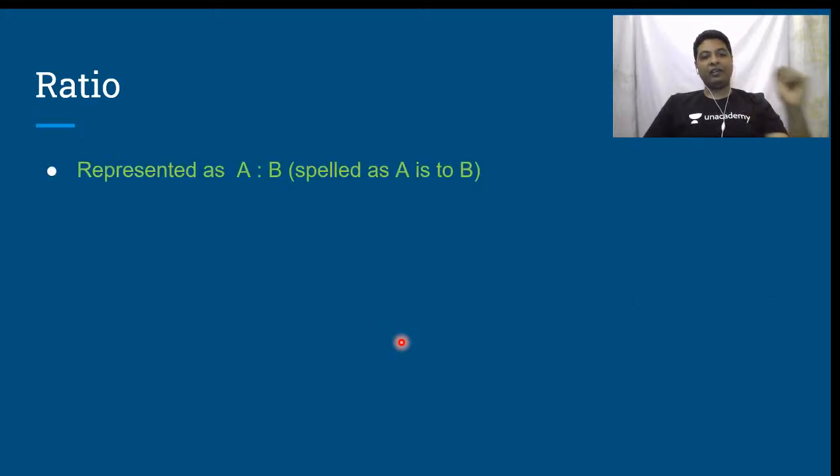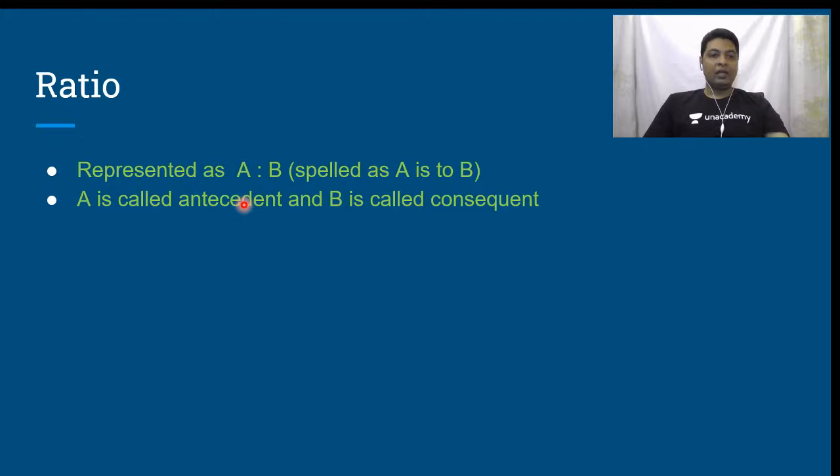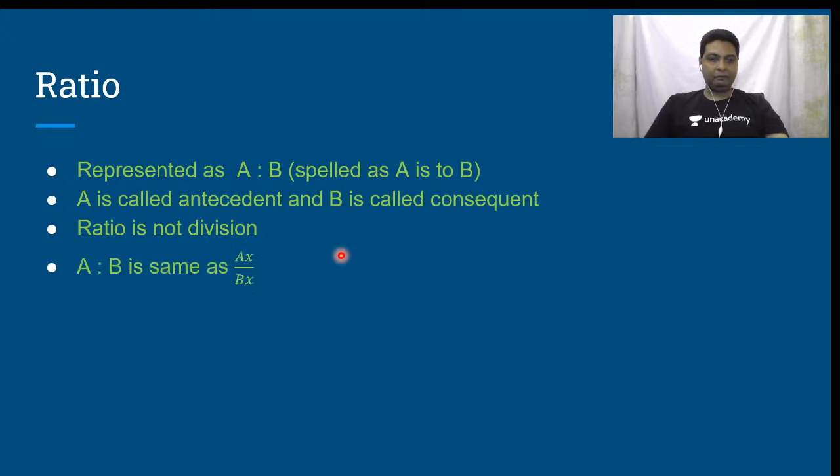Ratio is comparison of similar entities. It is represented as A is to B, spelled out as A is to B. It is represented in this fashion. A is called the antecedent and B is called the consequent. Please understand that ratio is not division. A is to B is not the same as A by B. It is actually AX by BX. Is that clear?